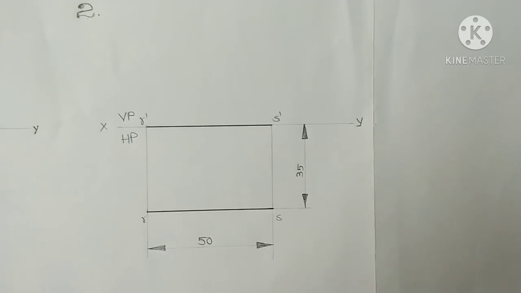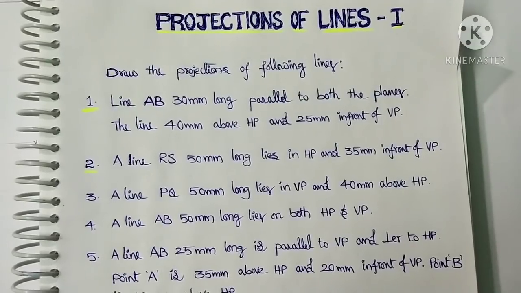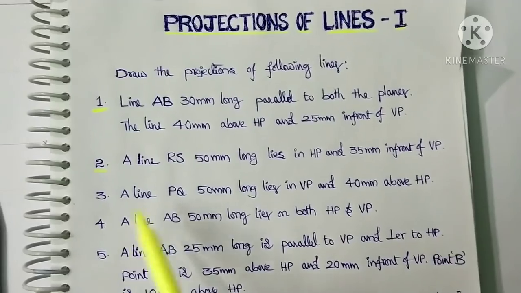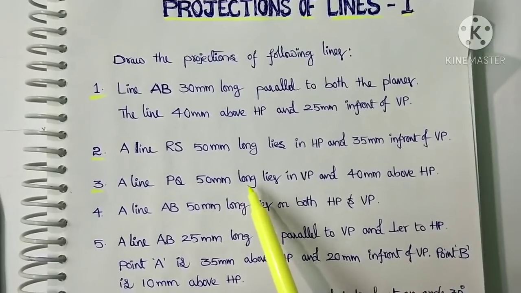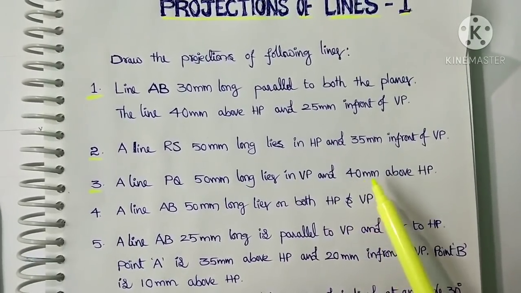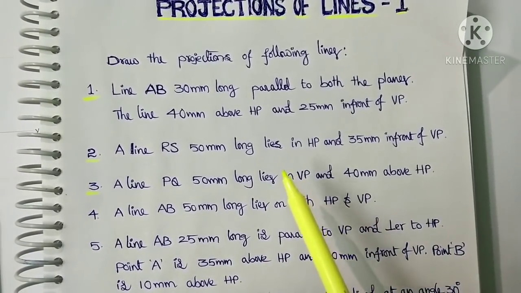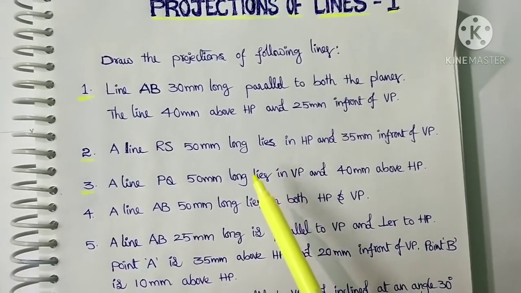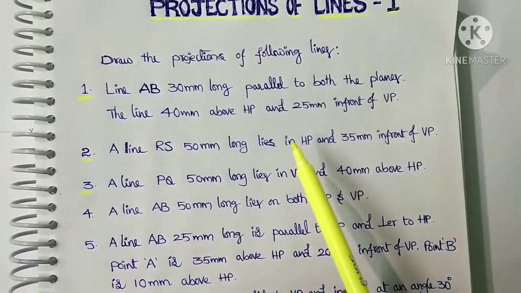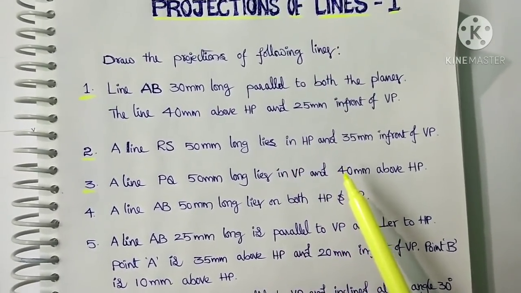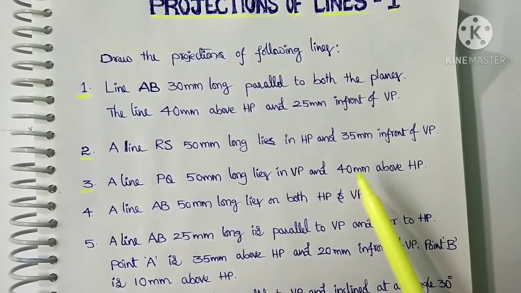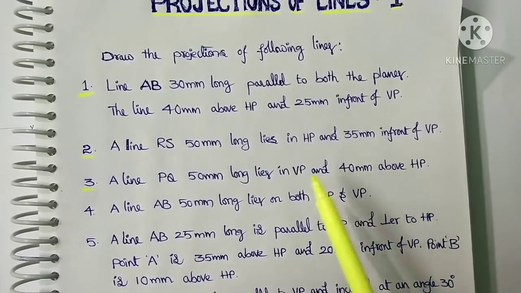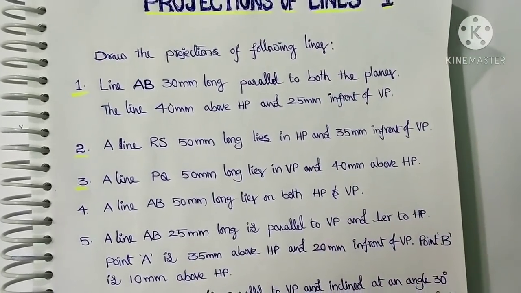Now let us move to problem number 3. Yes, if we come to the third problem, here line PQ 50 mm long lies in VP and 40 mm above HP. It is opposite to the previous problem. Here the line is located in VP, the previous problem line is located in HP, and this one is 40 mm above HP. So let us see the position of the line according to this condition.